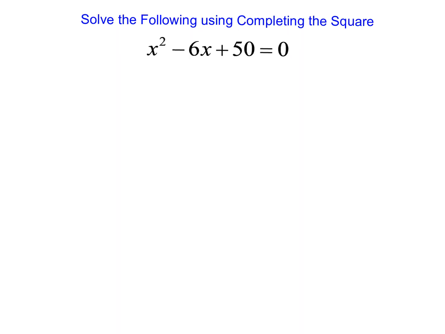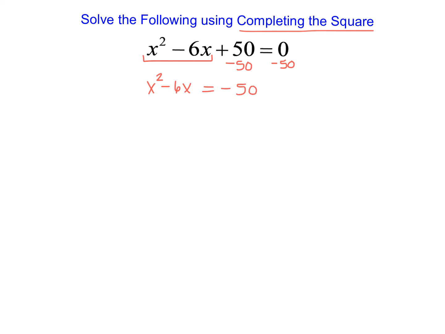So let's practice a second example. So again, we're using completing the square. And when we use completing the square, we want everything with x's on one side of the equation and all of the constants on the other. So I'm going to start here by subtracting 50 from each side. So remember, the starting point is different for these completing the square problems. So here I have x squared minus 6x is equal to negative 50.